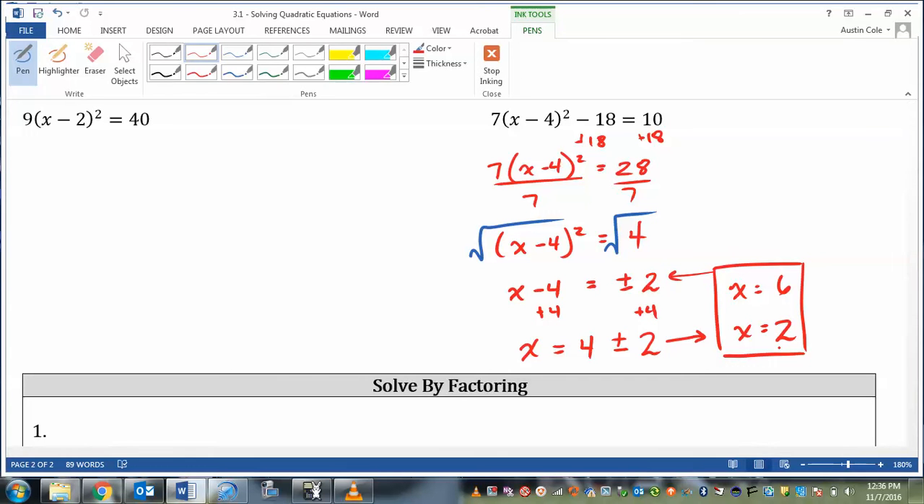Okay, what are we going to do first over here? Divide by 9. We're going to divide both sides by 9. So I'm going to get (x minus 2) squared equals, golly, 40 over 9. We're going to keep that as a fraction. The days of just getting a decimal in our calculator and putting that down are slowly dwindling.